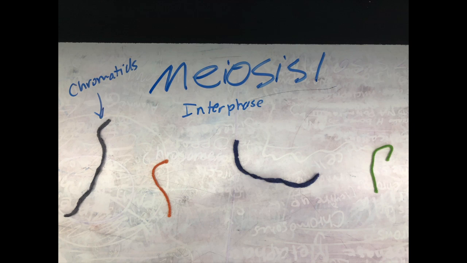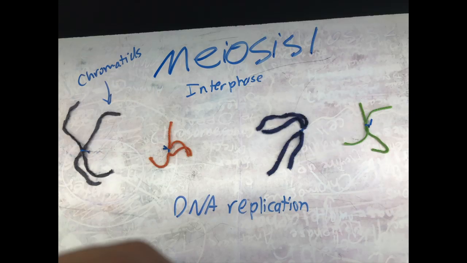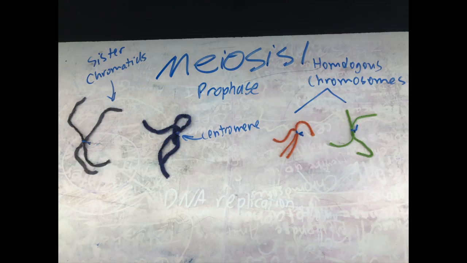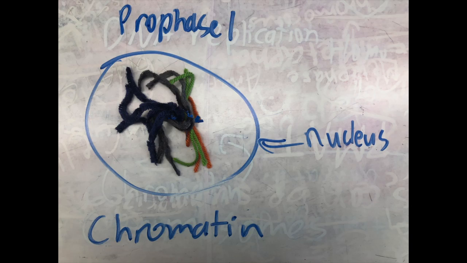Meiosis begins in the interphase of meiosis 1. Here all the DNA is replicated in the S phase and transforms the 46 chromatids into 46 chromosomes made of two identical sister chromatids. The two same number of chromosomes are called homologous chromosomes.